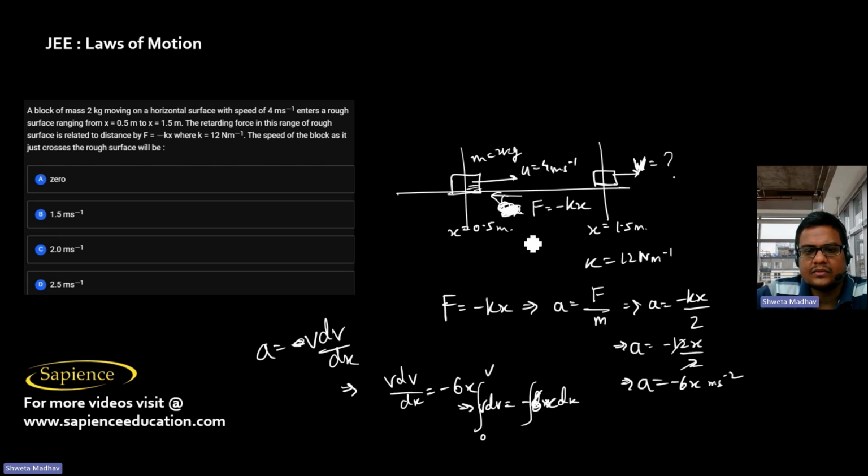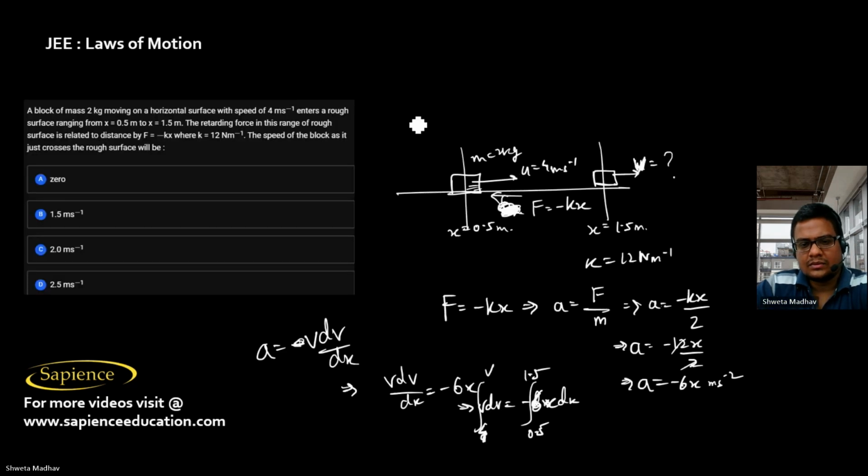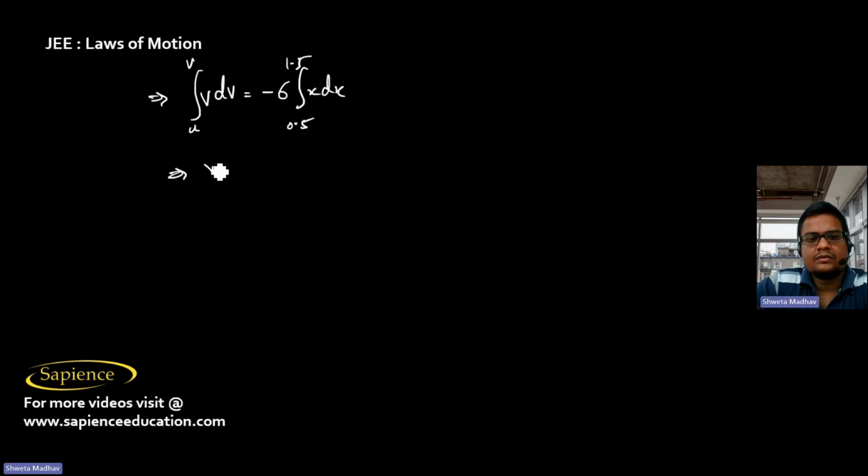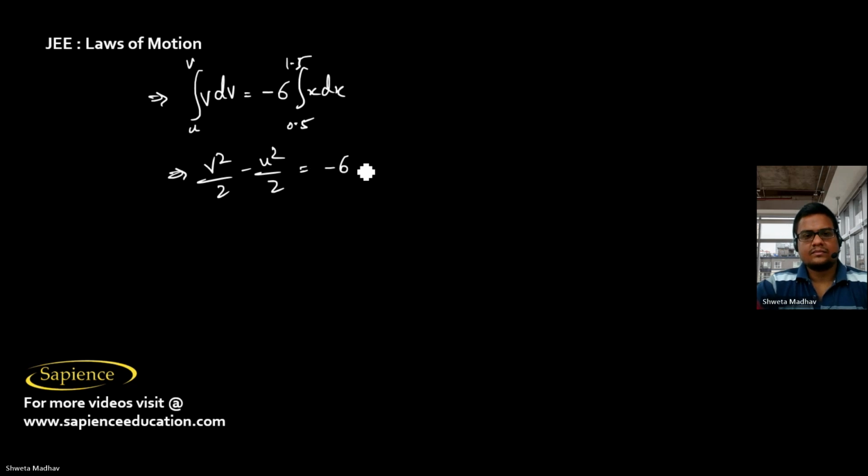Then we can integrate. Not from 0 to v. u is 4, so from 4 to v, and this will be from 0.5 to 1.5. Therefore, the integral of v dv from u to v is equal to minus 6 into the integral of x dx from 0.5 to 1.5. So therefore this will be v square by 2 minus u square by 2, that is equal to minus 6 into x square by 2, from half to 3 by 2.